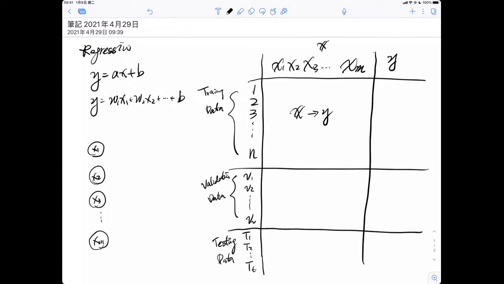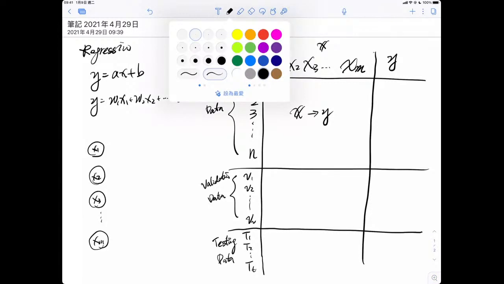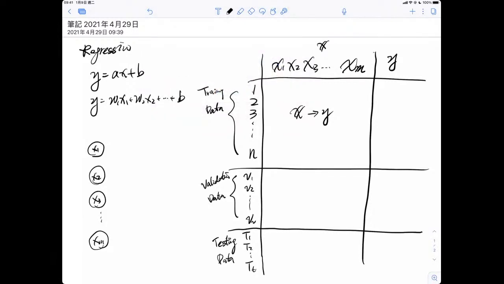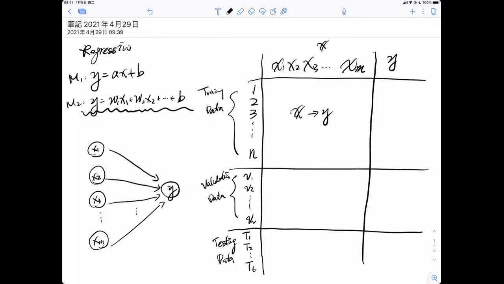So the next part is I would like to predict y. So here is the y. And how do we draw this specific model? For example, that's model 1, that is model 2. How do we draw model 2? Usually we connect them this way, and we write the weight right here.